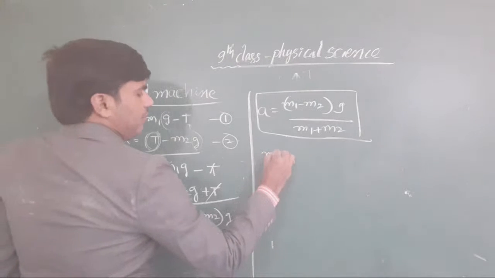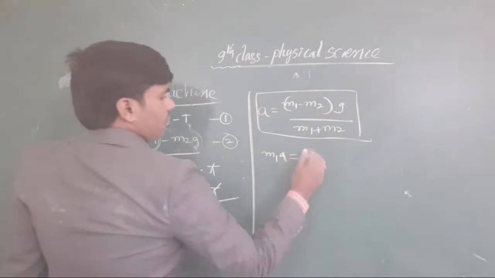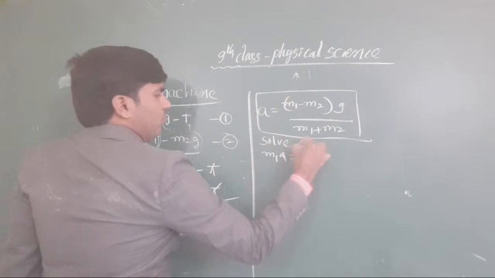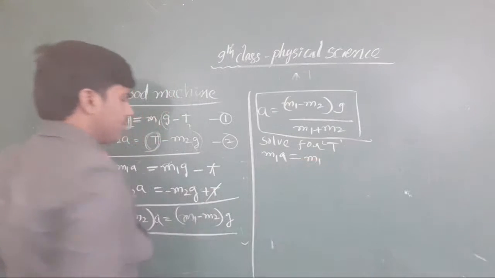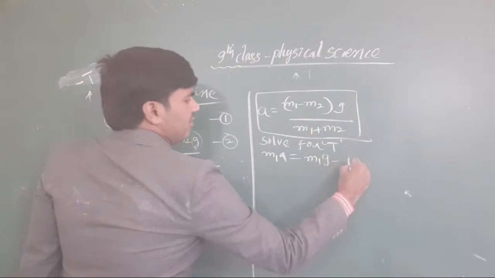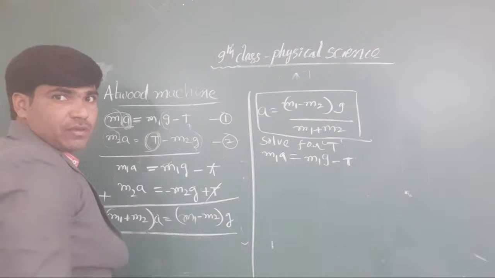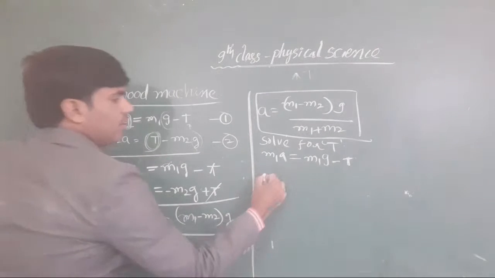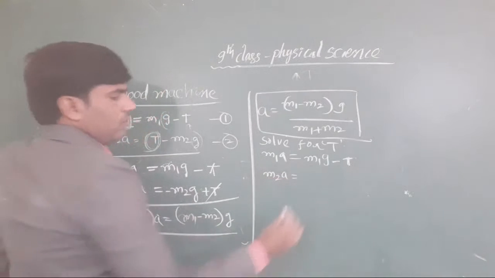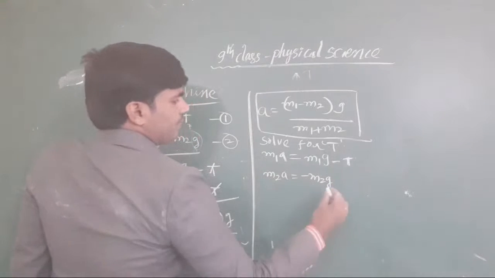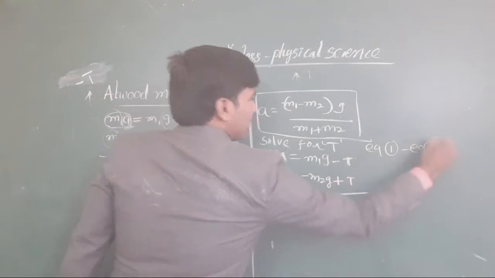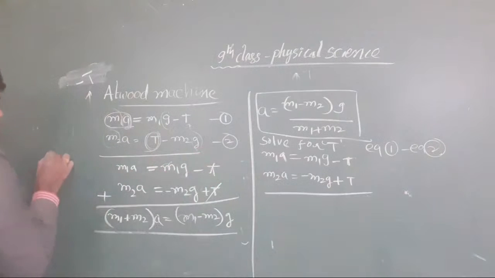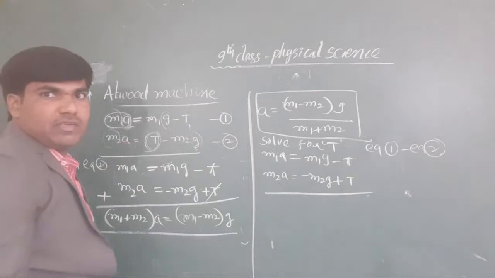What is that? To solve for T, m1a is equal to m1g minus T. You take it as minus T, and as well as m2a is equal to minus m2g plus T. You take equation 1 minus equation 2. Equation 1 plus equation 2 we took before; here you take equation 1 minus equation 2.